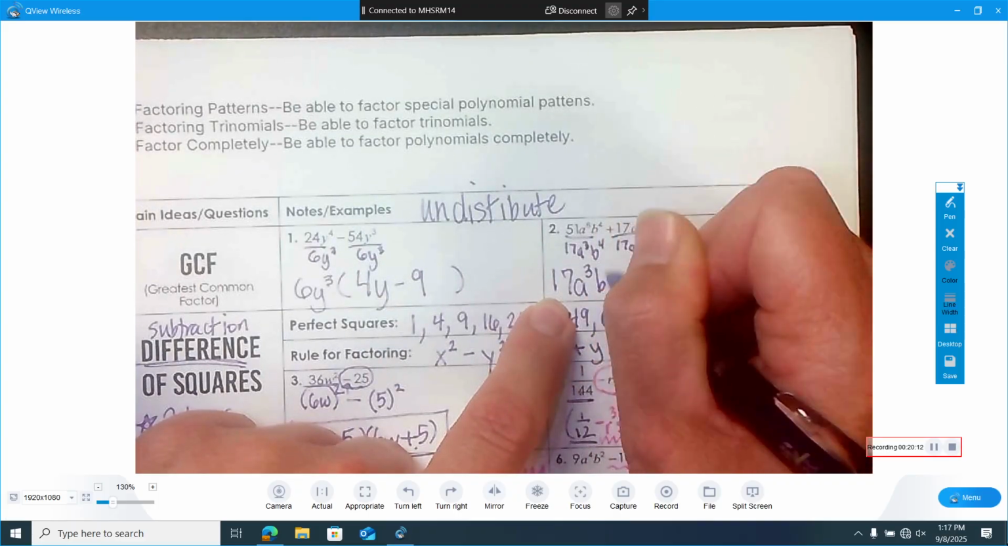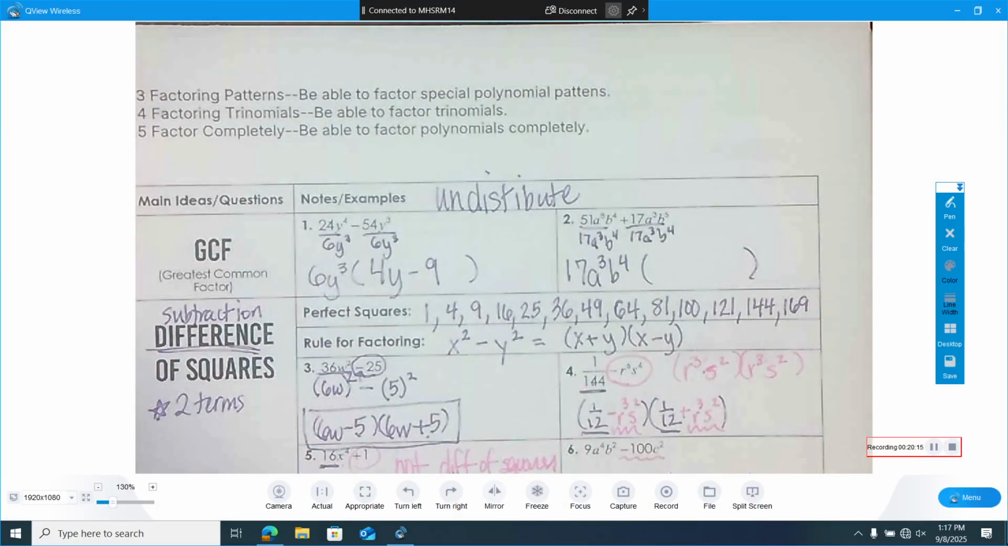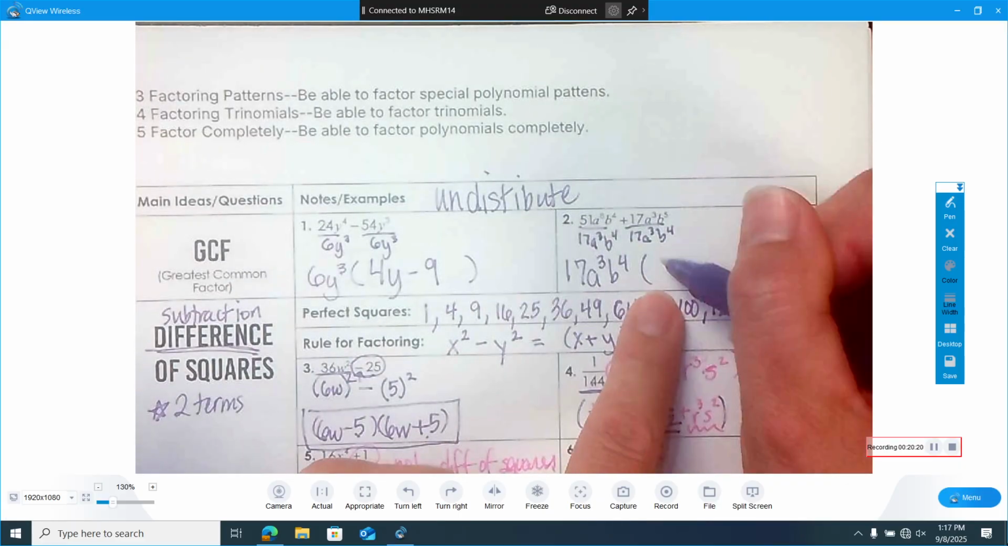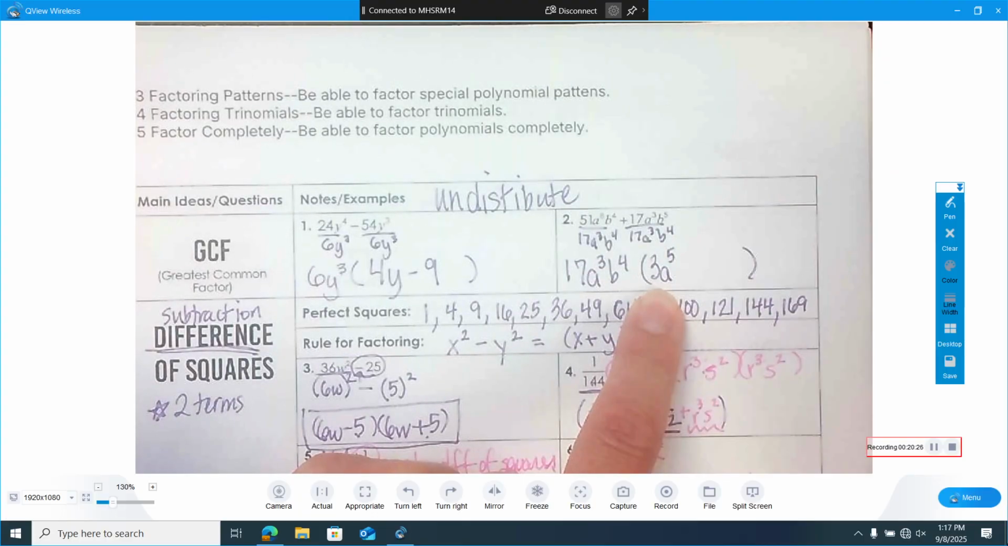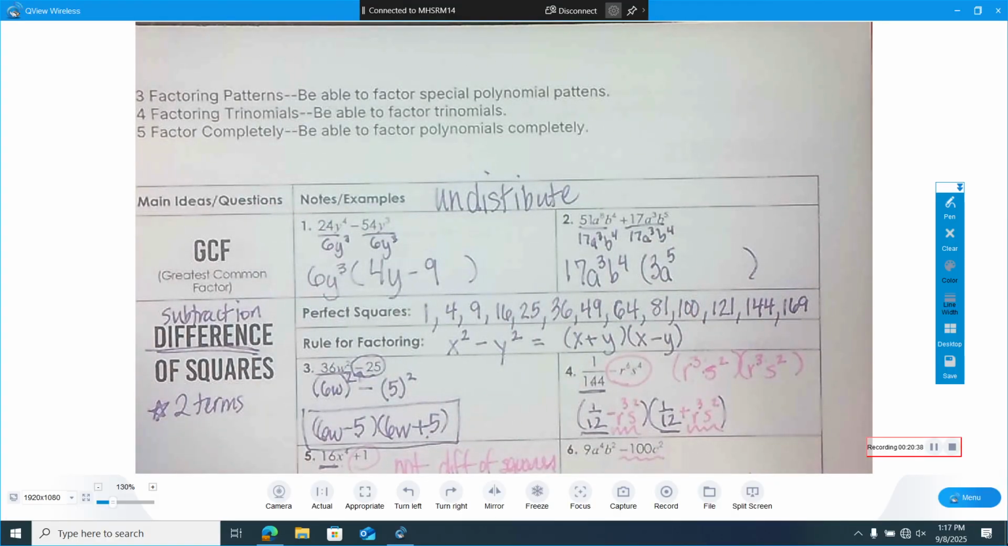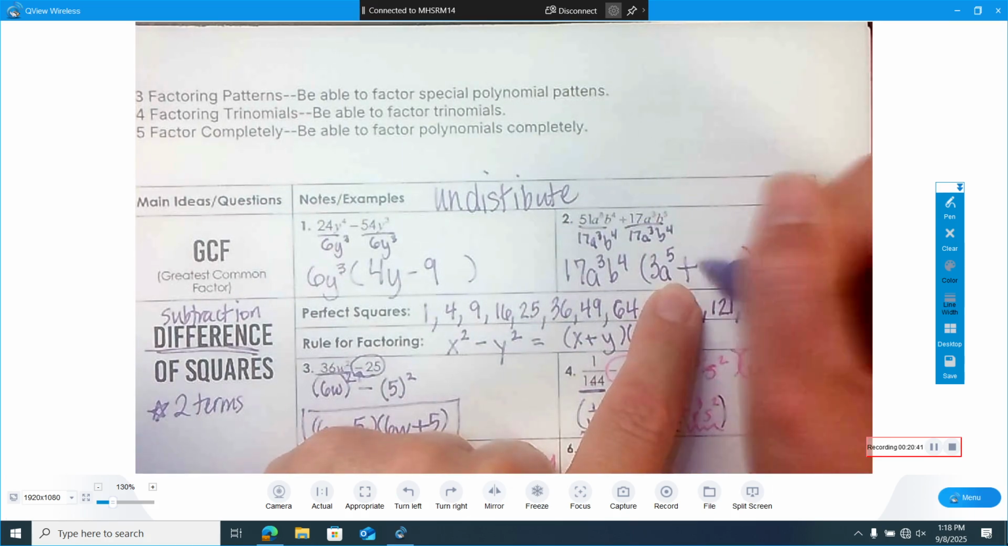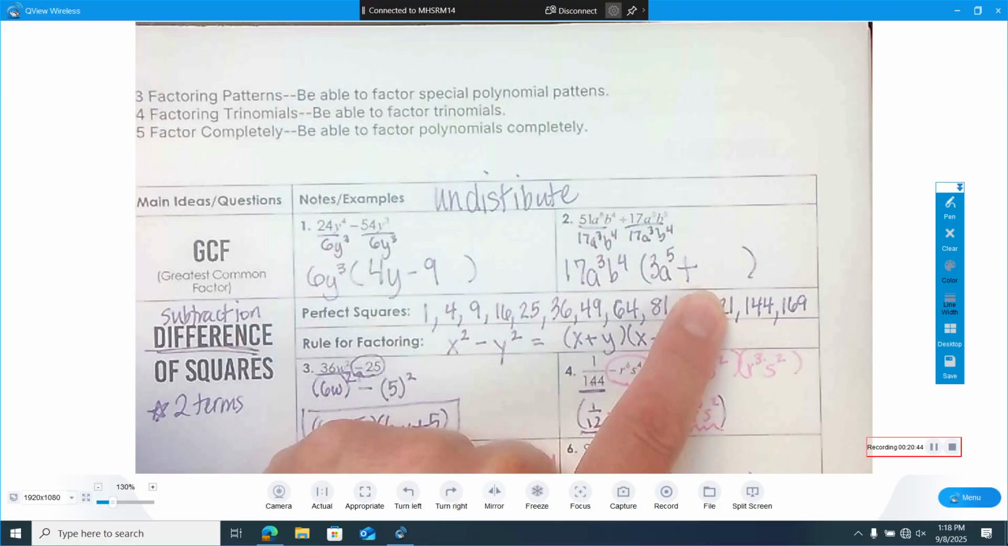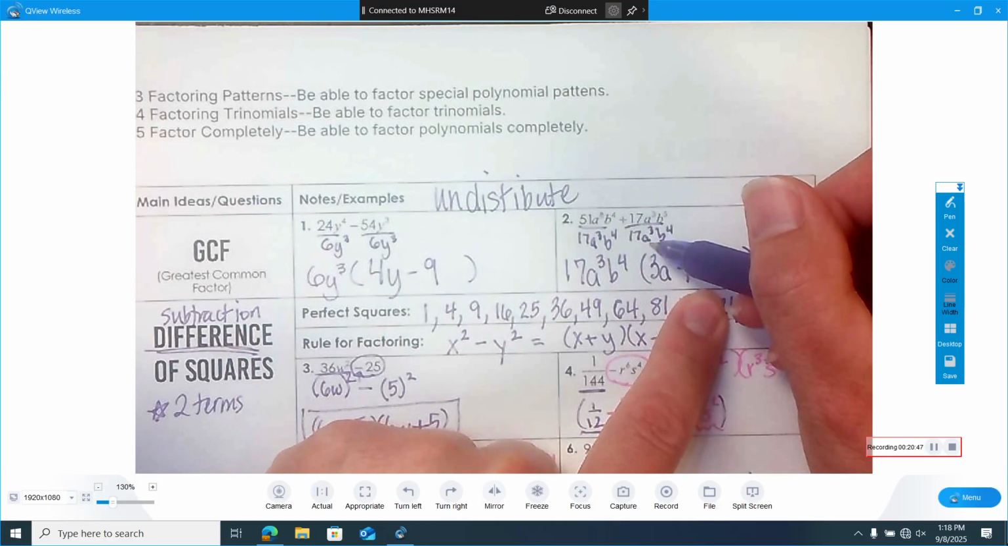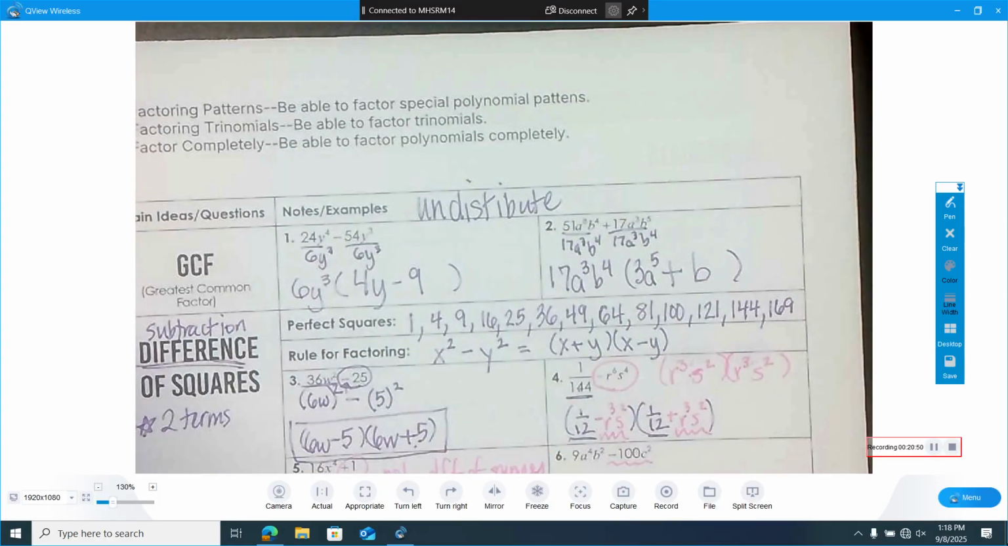17, A cubed, B to the 4th comes out in front, relocates to the head of the class. What is left behind? 3 A to the 5th power. How did we get the 5? 8 minus 3 is 5. Good. Top minus bottom. And then B to what power? B to the 0. Good. We have a plus sign. 17 divided by 17 is 1. A cubed over A cubed cancels out, and we are just left with B, B to the 1st power. Are you good with GCF?